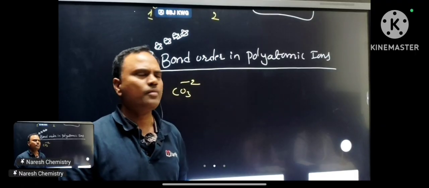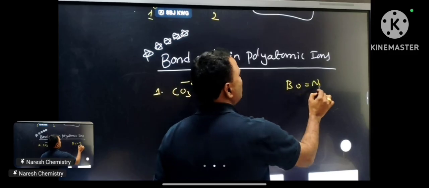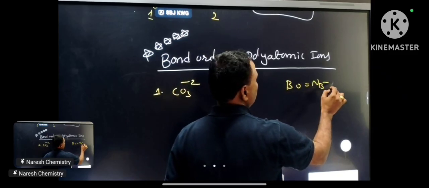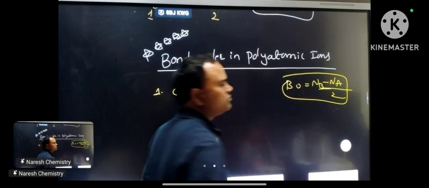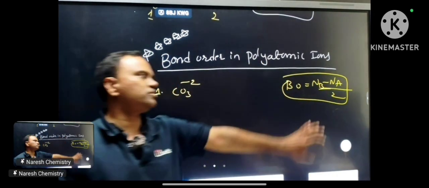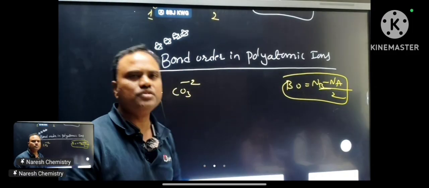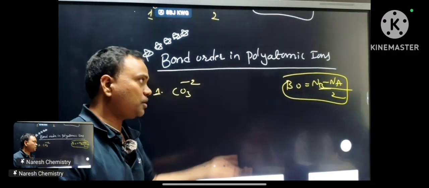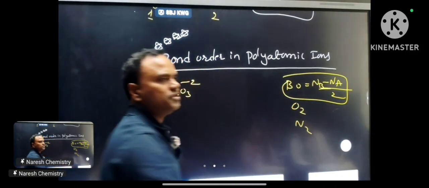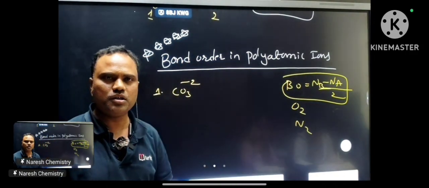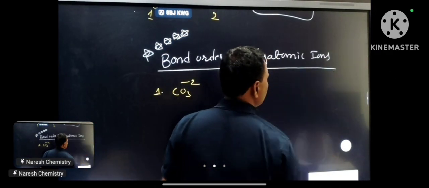What is the formula? The normal formula: bond order is equal to the number of electrons in bonding molecular orbitals minus the number of electrons in anti-bonding molecular orbitals, divided by 2. This is the general formula, but by using this formula or MO theory, you cannot find the bond order for CO3 2-. This is applicable for diatomic species like O2, N2, but not for polyatomic ions. Then how to find bond order in polyatomic ions?